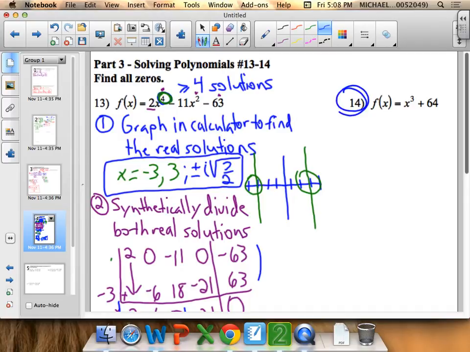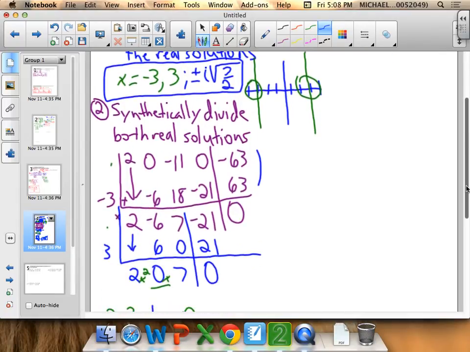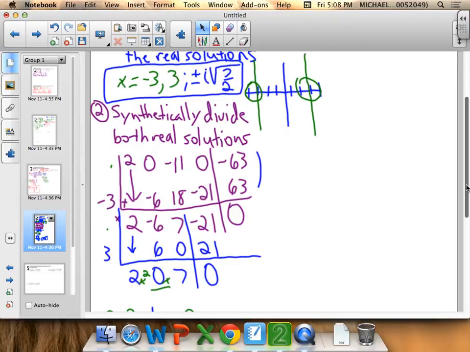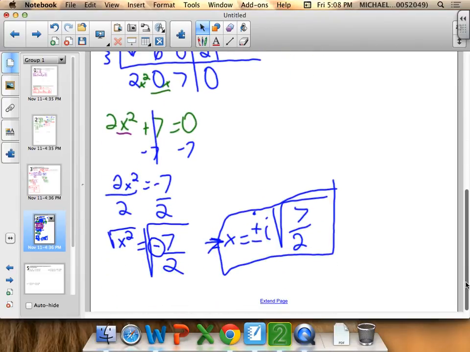Now, you try number 14. Give it a shot. First question you should ask yourself, how many solutions are you looking for? Oh, back to this answer here, down here, is different on the answer key that I gave you. Go with that answer there, the one I just found.